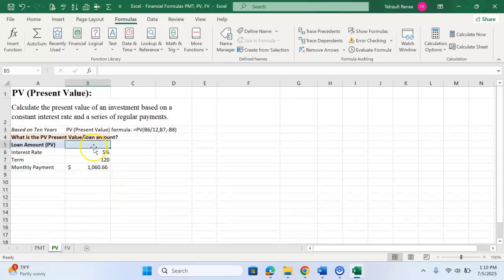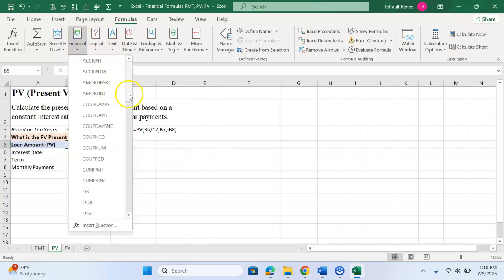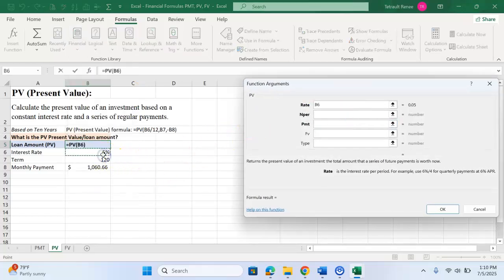So here I want to know, what is the loan amount if the interest rate is 5%? Again, it's for 10 years with 12 months each year, and this is my monthly payment. So I want to find out, well, what was the loan amount? So in B4, you'll go to financial, and you're looking for present value. So again, the rate is 5% divided by 12 monthly payments. The term is 120, which is 10 years. And what is the payment amount? That's the monthly payment amount in here.